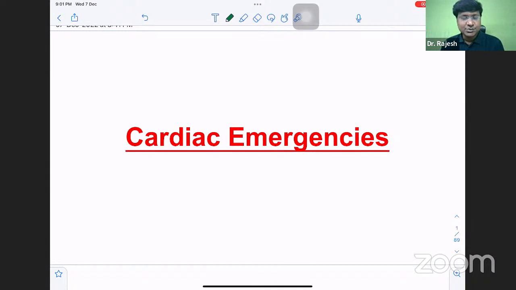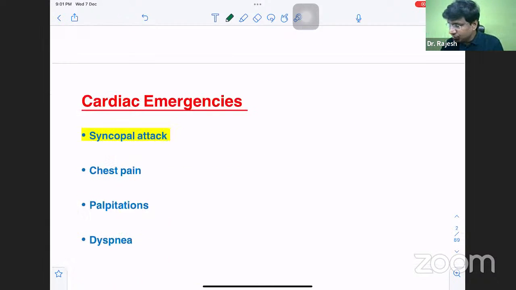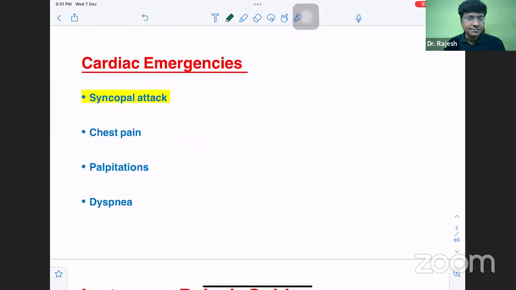So in this particular session, we'll be discussing a very important topic, which will be useful for your upcoming NEET PG exam, as well as the FMG exam, and that is cardiac emergencies. What will be the cardiac emergencies? In the sense, which complaints related to cardiology do patients present with to the emergency department? These are all the cardiac emergencies with which the patient can present to the emergency department.